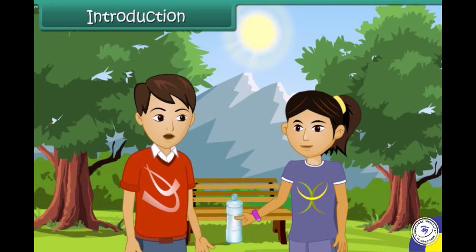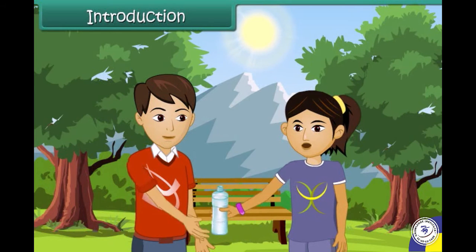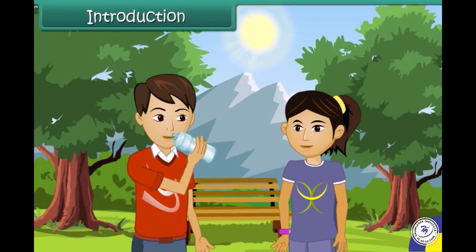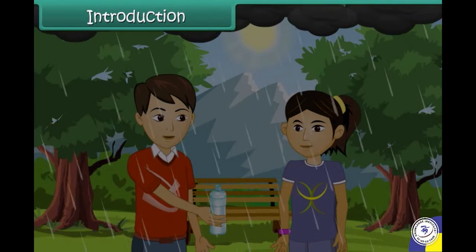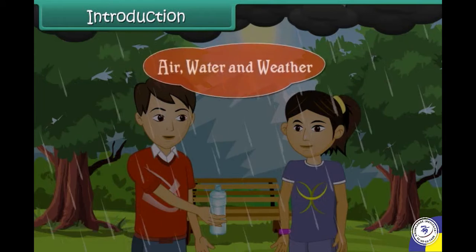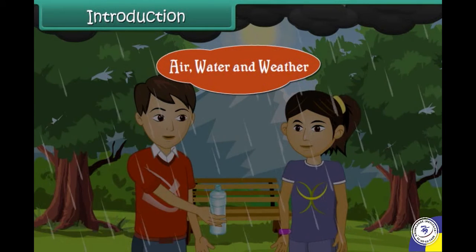I'm feeling very thirsty. Do you have water in your water bottle? Yeah, take it. Now I'm feeling fine. Today there is no air around. You are right. Today is very humid. It is reported in the morning news that today's weather will be humid and it may rain. Children, in this lesson we will learn about air, water and weather.